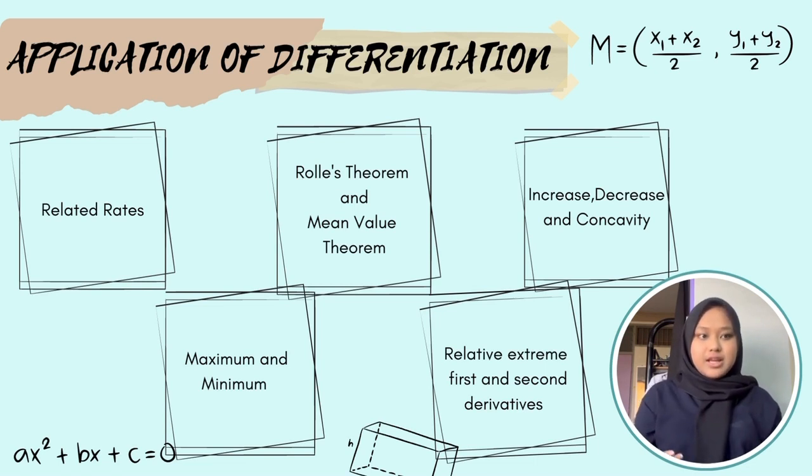Rolle's theorem states that if a function is continuous on the closed interval [a, b] and differentiable on the open interval (a, b) such that f(a) = f(b), then f'(x) = 0. Whereas the mean value theorem means there exists a point C in the interval such that the tangent at the point C, which is f'(c), is parallel to the line that passes through the points (a, f(a)) and (b, f(b)).